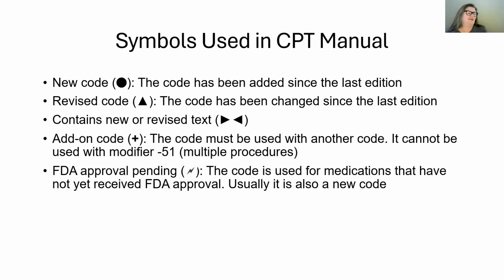FDA approval pending is what that means. So if there's a medication in there that has not received FDA approval yet, that will be next to it, and usually is also a new code. In recent times, I guarantee you the COVID vaccines were put in like that because they didn't get FDA approval immediately, but were being used. So therefore they had codes and will probably have the little lightning bolt next to them. You don't really see it too often.